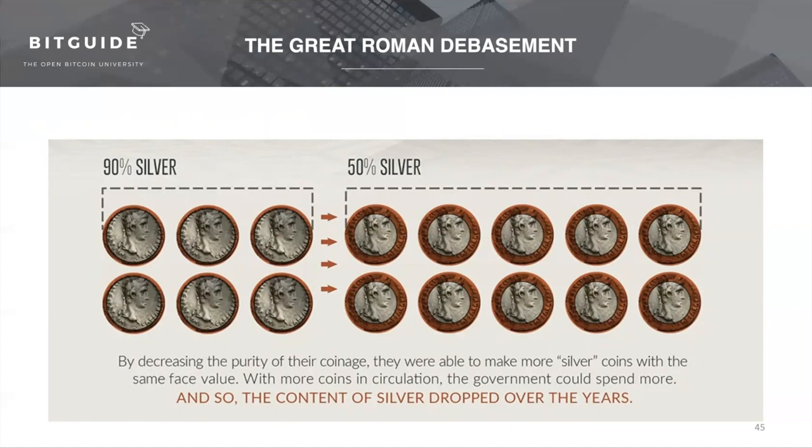By decreasing the purity of the coin, the governments were able to make more silver for themselves without really having to mine more and more silver, which was increasingly difficult, and that made financing challenging for expansions that they had in mind. And this allowed governments to do away with discipline and take on more projects than they could afford.